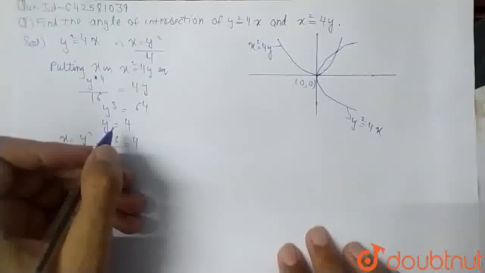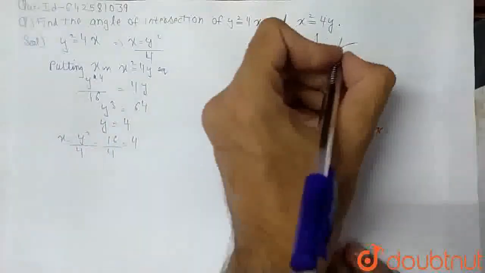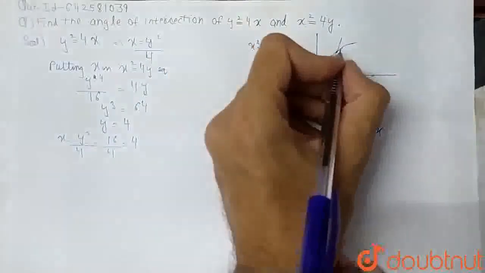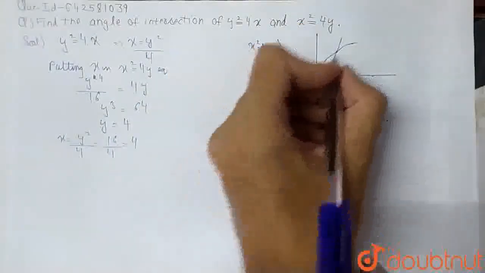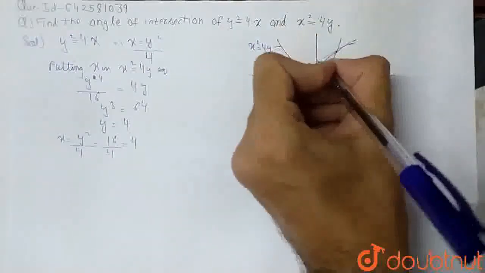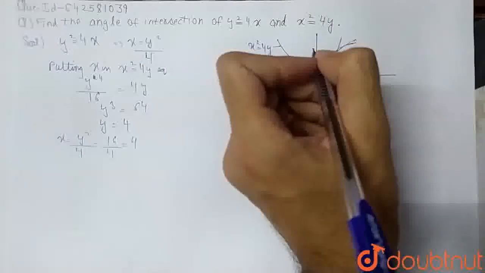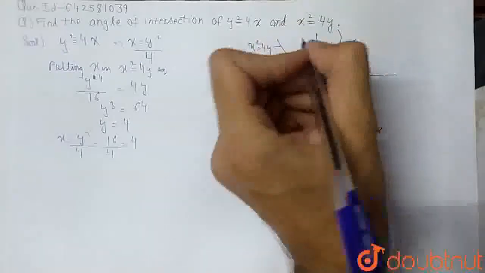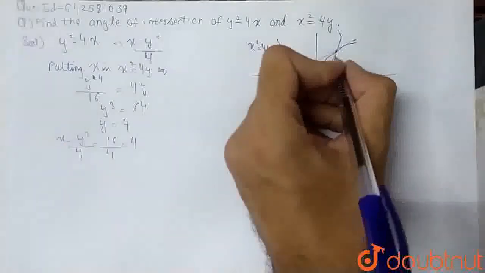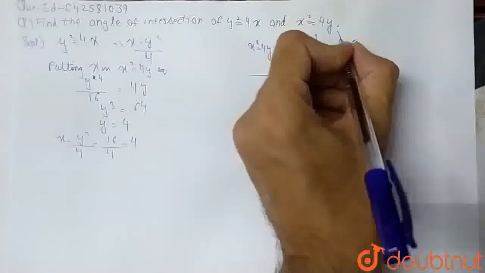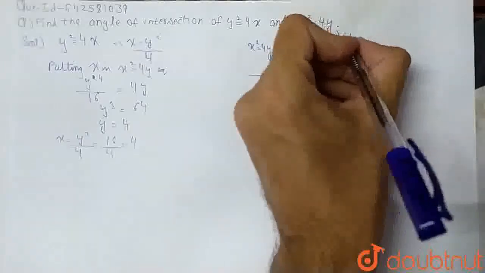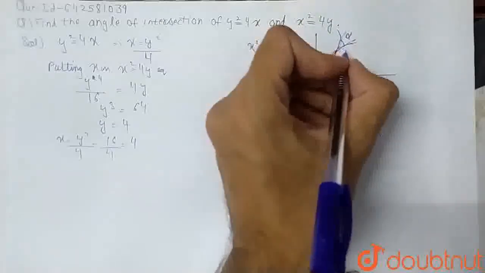Now we have to find the angle of intersection of these curves. So first we will draw the tangents here. For this point we have this tangent, and from here we have another tangent at this point. These tangents make an angle alpha.